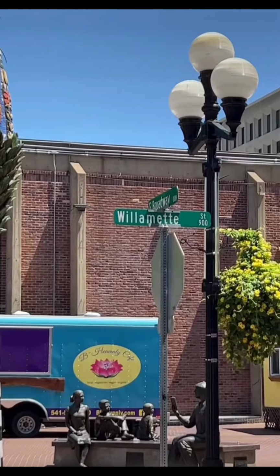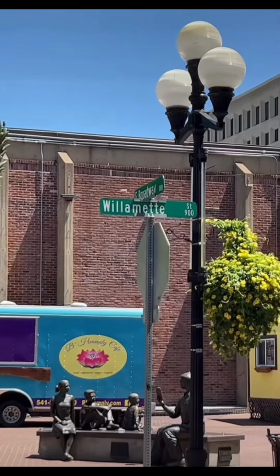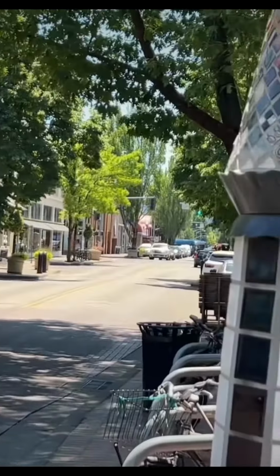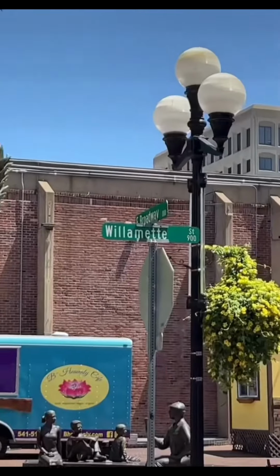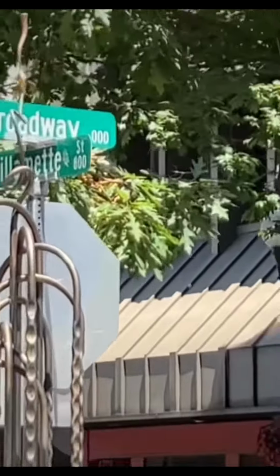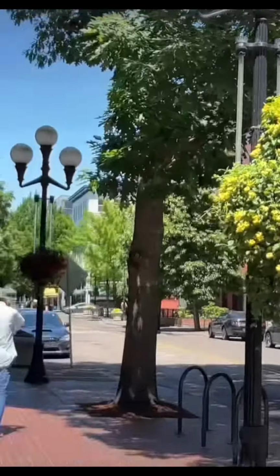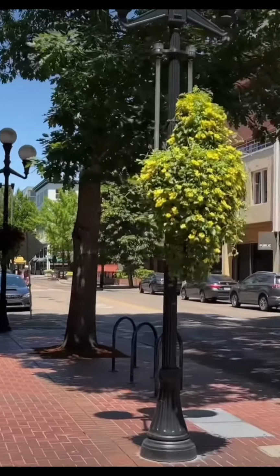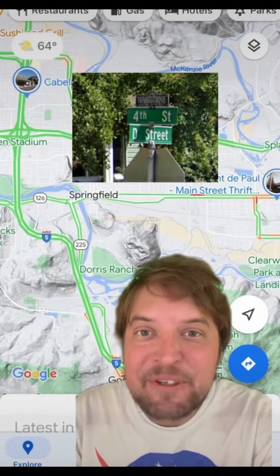So Broadway is actually 9th, and this sign here tells you that this over here is the 9th block. And this one over here tells you that this is the 8th block over here. Bad cities like nearby Springfield don't have these.